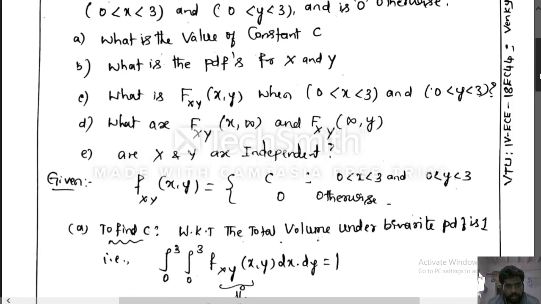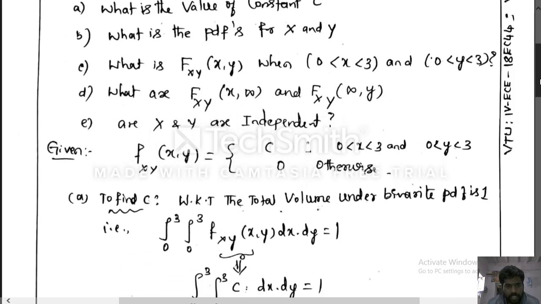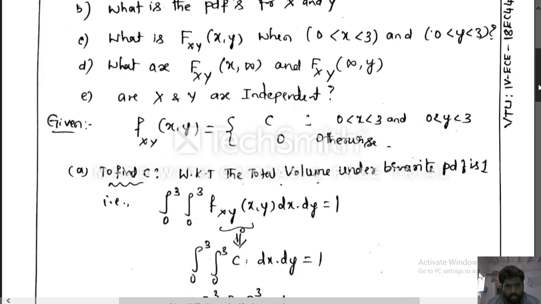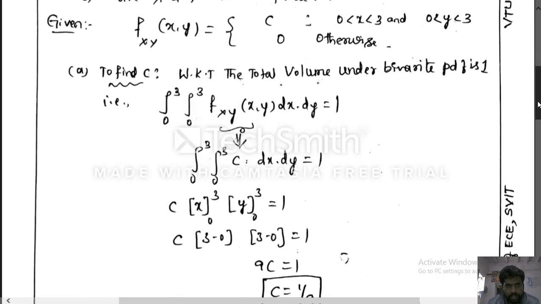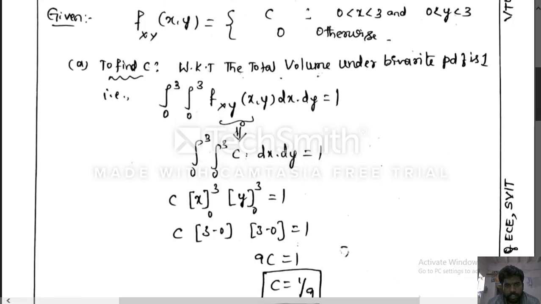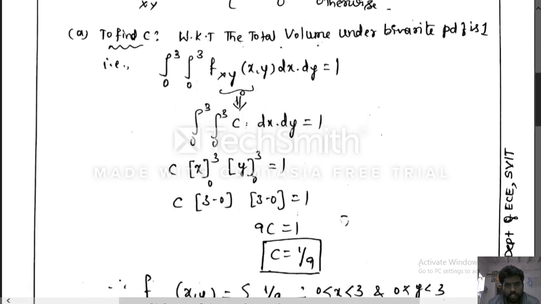First let us go for calculating the value of the constant c. Now from the given data, the PDF of the joint random variable x, y is f(xy) of x, y equal to a constant c for the values of x between 0 to 3 and y also in between 0 to 3, and it is 0 otherwise. To find the value of constant c, we have to use the general formula, that is the total volume under the joint PDF curve is always equal to 1.